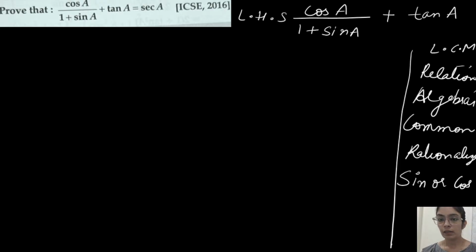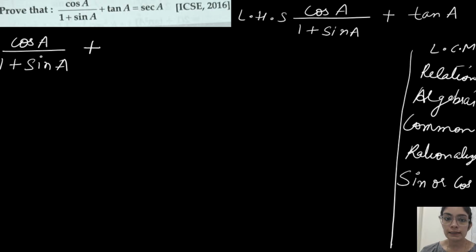So here in this question we can do that. This is cos A by 1 plus sin A, cos A by 1 plus sin A plus tan. So how can we change tan? Yes, tan can be changed to sine and cos, as per the rule I have told you. So we can change it. It is equal to sine A by cos A. At the starting of the video I told you this reciprocal relation.